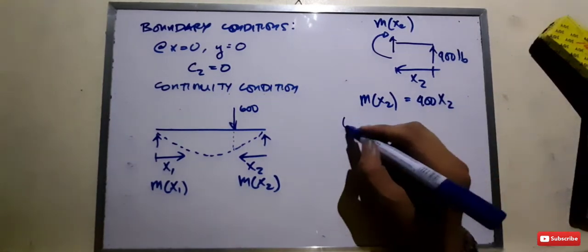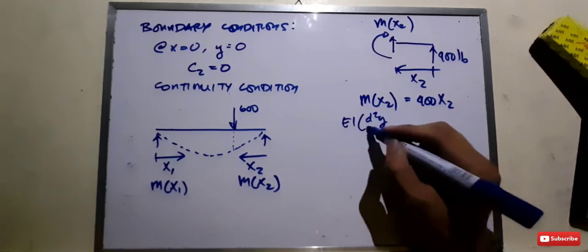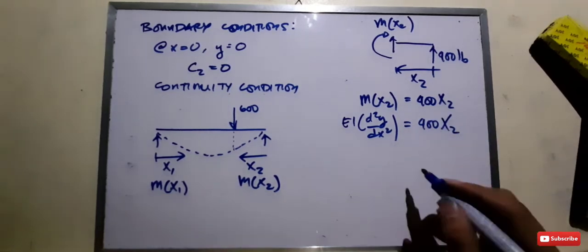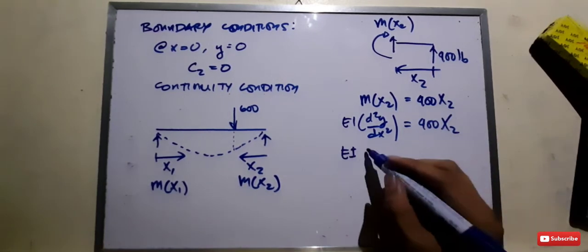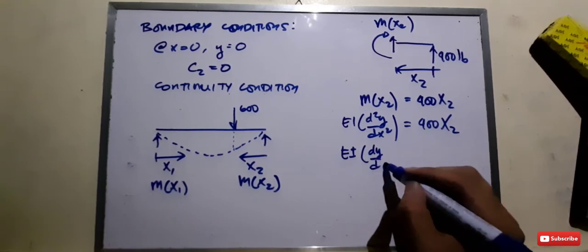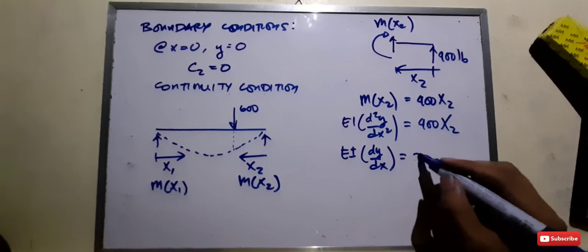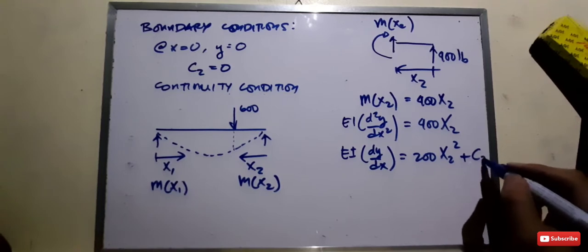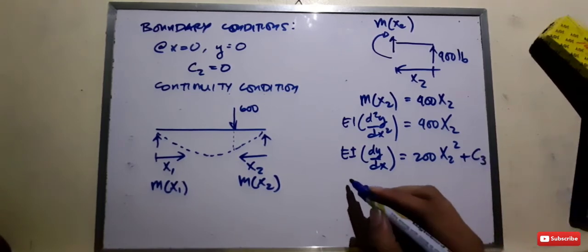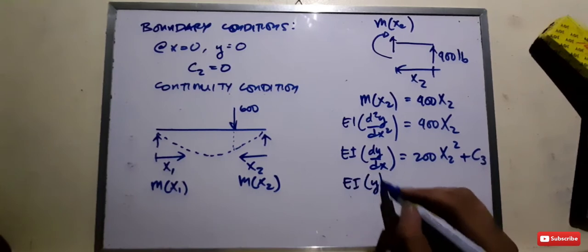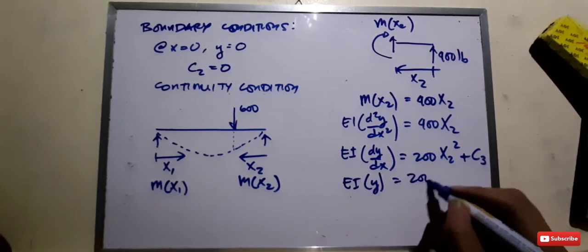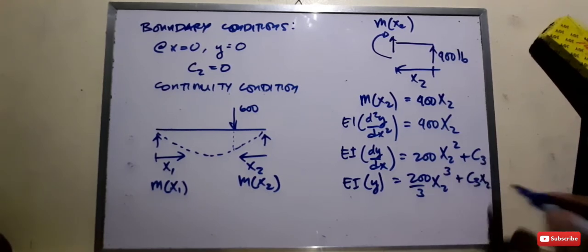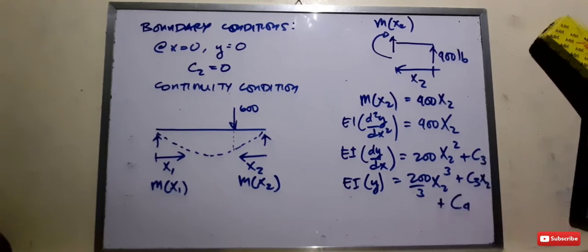Diba? So, substitute natin yung equation natin na d squared y dx squared equals 400 x2. So, unang integration, we have EI dy over dx equals 200 x2 squared plus, ngayon, gagawa tayo ng bagong variable C3 since nagamit na natin yung C1 at C2. EI times y equals 200 divided by 3 x2 cubed plus C3 x2 plus meron na tayong C4 ngayon.